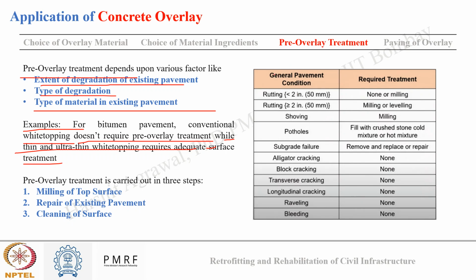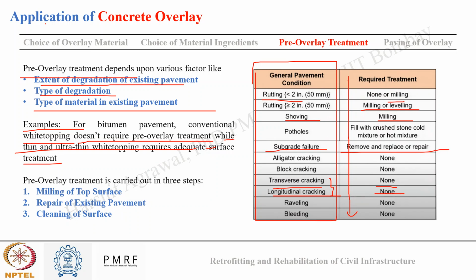Okay, so here you can see different types of failure or distress in the pavement. They require different kinds of treatment methods for pre-overlay treatment. Like for rutting, we may need milling or leveling. For shoving, we may need milling, and similarly for transverse and longitudinal cracking, we may not need any kind of pre-overlay treatment, but we need grouting so that we can fill these cracks. Okay, or when there is subgrade failure, it is important to remove and replace and then repair.